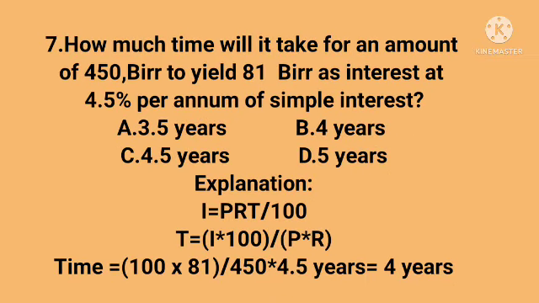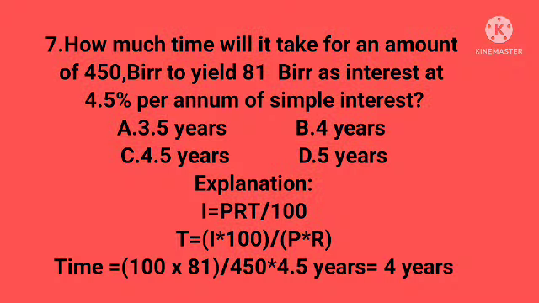Question number 7. How much time will it take for an amount of 450 birr to yield 81 birr as an interest at 4.5% per annum of simple interest? A. 3.5 years. B. 4 years. C. 4.5 years. D. 5 years.